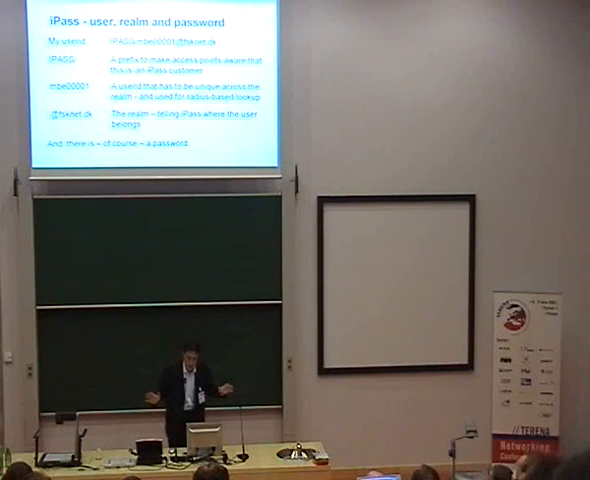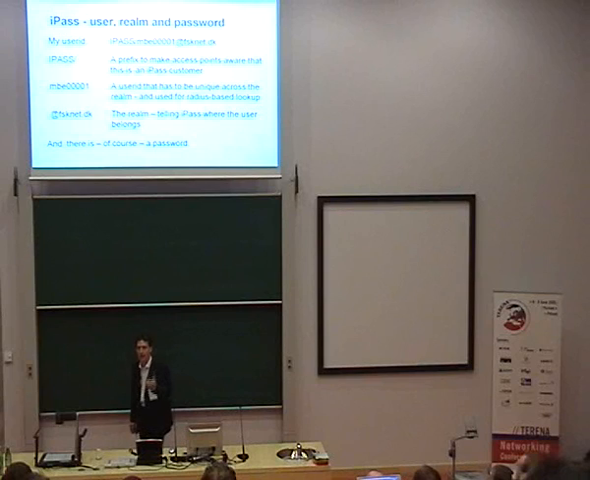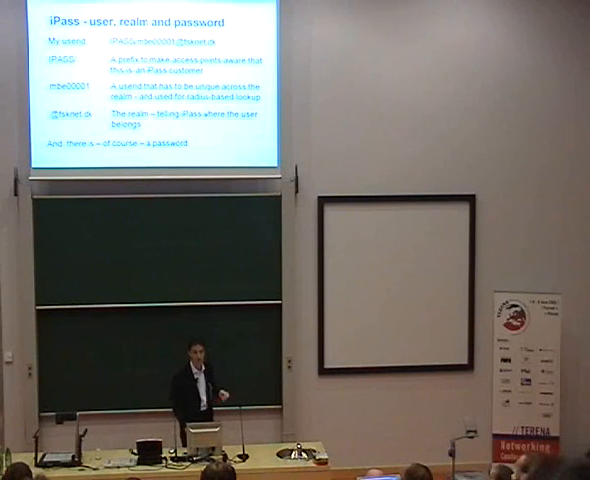So there are exceptions, but the general rule is this: there's a prefix, so the access point will know this is an iPass guy. Then there's a user ID, this MBE something up there. And then there's what iPass calls the realm. And it is basically a pointer to tell iPass what radius server they should authenticate users against. And there's of course a password.